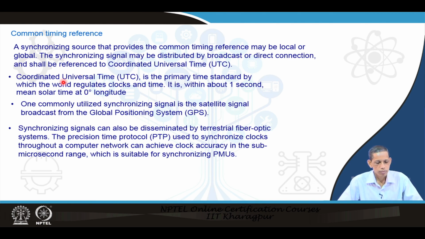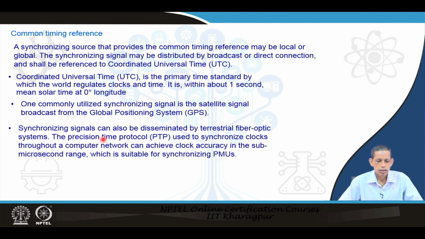What is UTC time? Coordinated universal time is the primary time standard by which the world regulates clocks and time. It is within about 1 second of mean solar time at 0 degree longitude. So, that reference time must be provided, so that the time information at all the measurement points follows this UTC time. A commonly utilized synchronizing signal is the satellite signal broadcast from the global positioning system, GPS, widely used in many applications. So, this is what is being used in power system applications also.